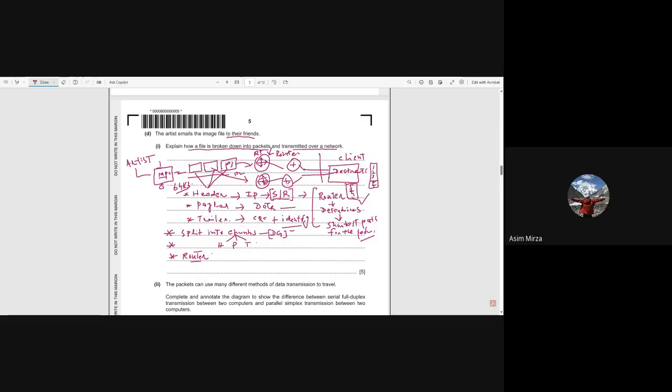So I guess shortest path, we have also done that, right? I believe you remember that I just drew this diagram to let you know the concept of packet switching. Otherwise, you just need to write down the points, right? I hope that's clear now.